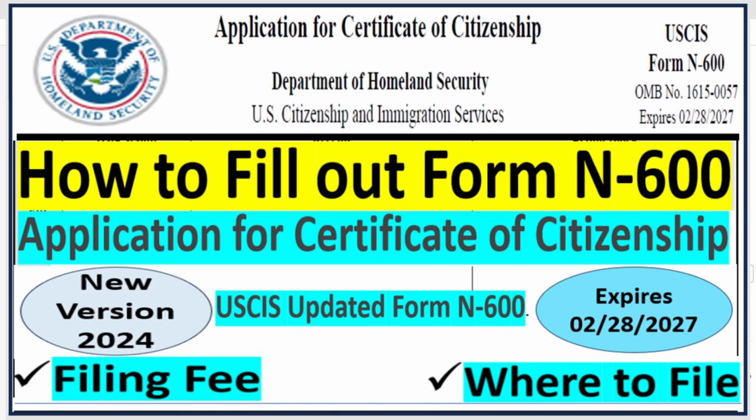In today's video, we are going to talk about how to file Form N-600, which is an application for Certificate of Citizenship. This is a new version that will expire on February 28, 2027, as you can see right here.